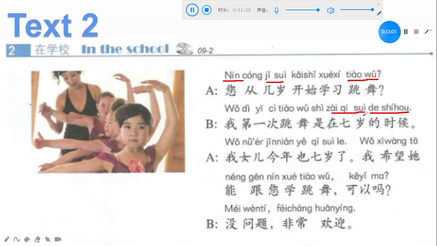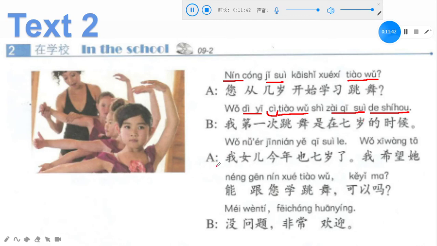So 在7岁的时候, 7岁, 7 years old. 在7岁, at 7 years old. So we can say when I was 7, and then something happens. 我第一次跳舞, to dance. 第一 means first. 次什么意思啊？次 is used here as a measure word, means time, like 第一次, that means first time. Okay, 第一次. So I first danced when I was 7 years old.